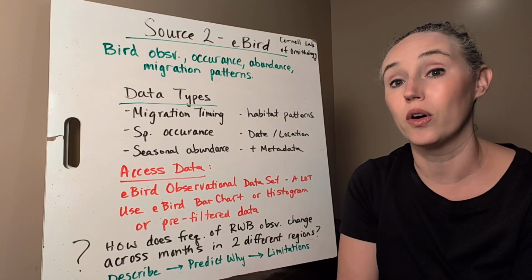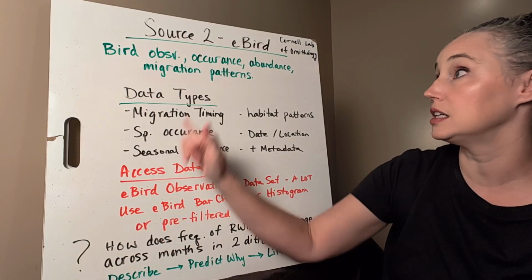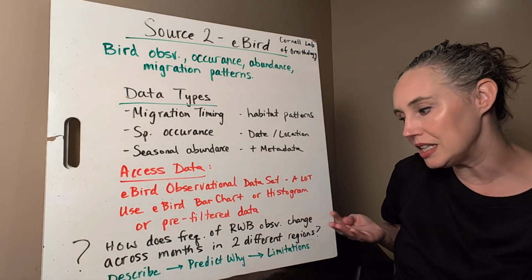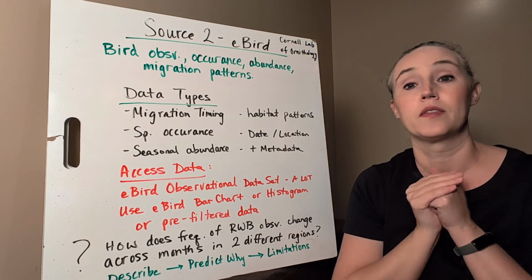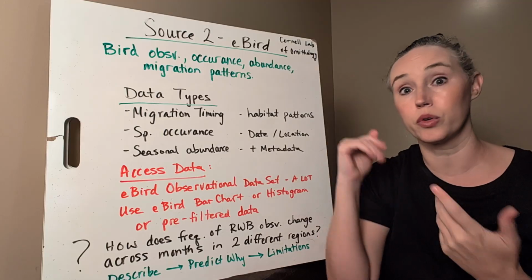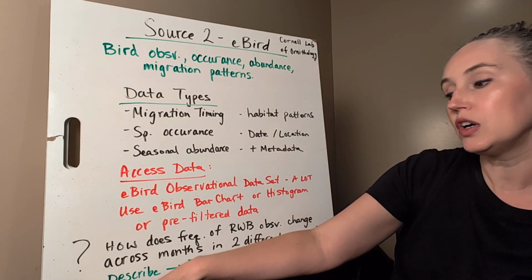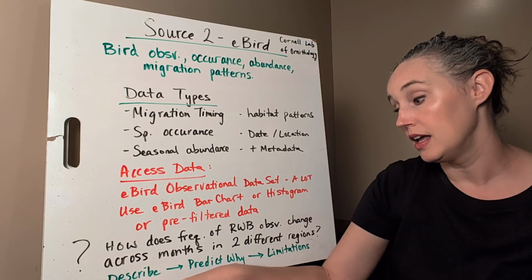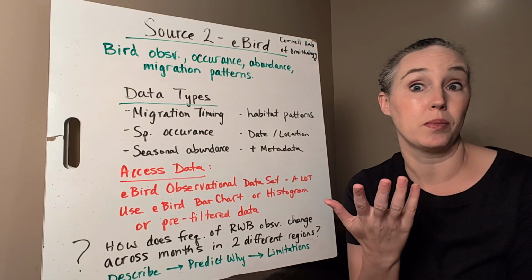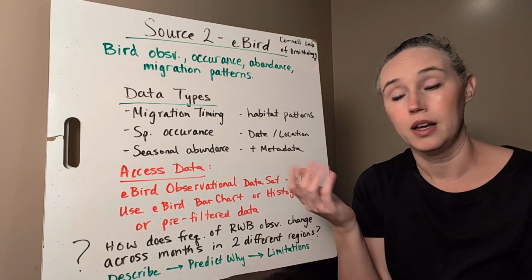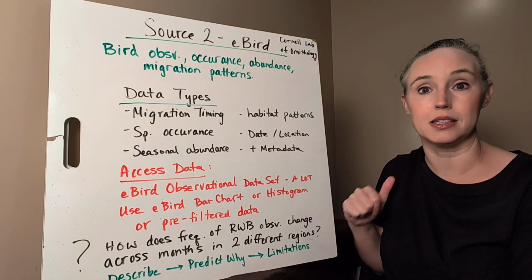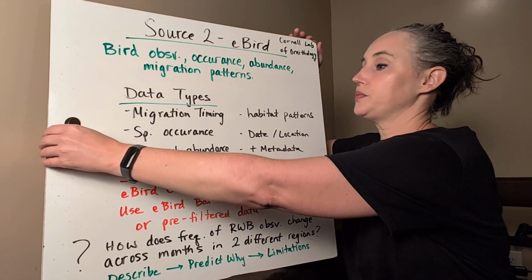Questions that you could answer or investigations you could propose to your students using eBird data would be like, how does the frequency of red-winged blackbird observations change across months in 2 different regions? So you could do one farther east or west, or on one part of a river or another part of a river, north or south. And for all of these, again, you want to have them describe the data, predict why we see a difference. If we do see a difference in the data, you could have them calculate whether the difference is significant or not. And then what are the limitations, again, of using community science data to help answer an investigation question.